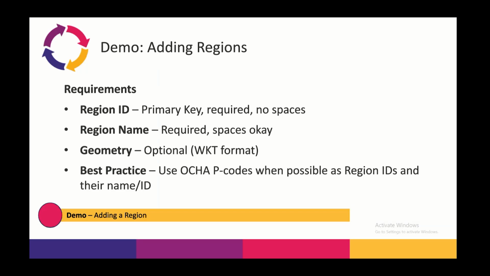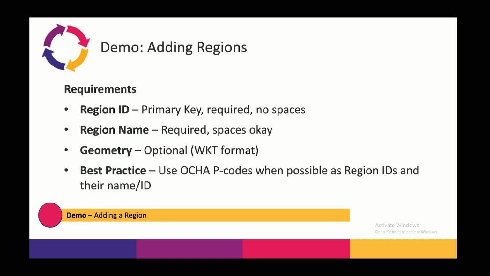Okay, so we'll just look at how to add regions now. I'll just go through what the 4 requirements are here. You have the region ID, that's a primary key, which is required, and no spaces. You have the region name, again, similar to sites, required and spaces are okay. Geometry is optional. They have to be WKT format. And the best practice is to use OCHA PCodes, existing convention standards when possible, as region IDs as well as their names, just to have comparability across data sets, essentially.